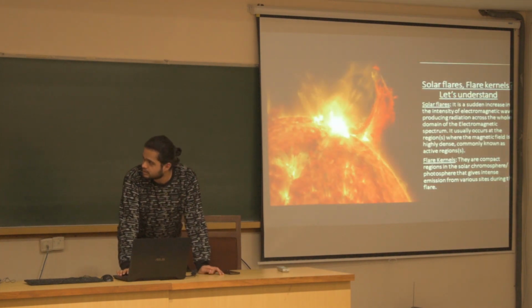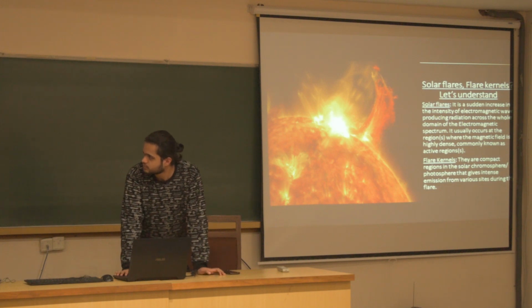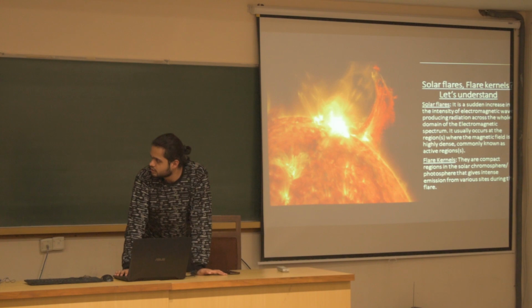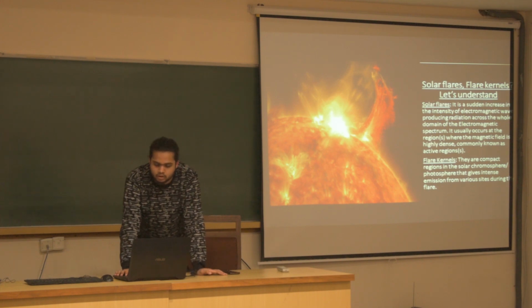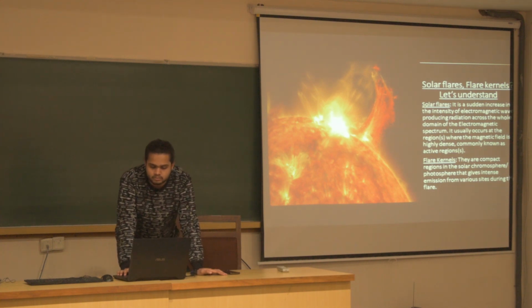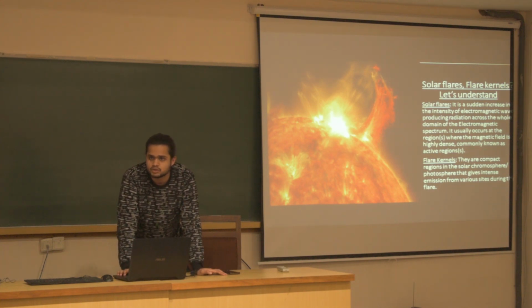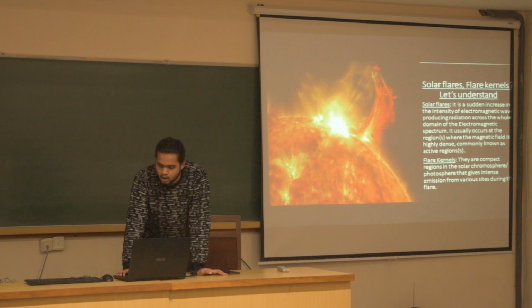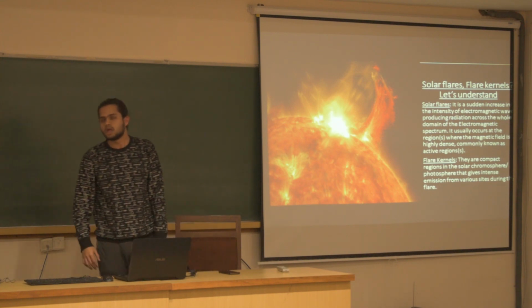So this is the literal definition of the solar flare and the solar kernels. It is a sudden increase in the density of electromagnetic wave producing radiation across the whole domain of the electromagnetic spectrum. It usually occurs in regions where the magnetic field is highly dense, commonly known as active regions. You have heard about active regions in the sun, sunspots and all those regions. And flare kernels are the compact regions in the sun's chromosphere and photosphere.